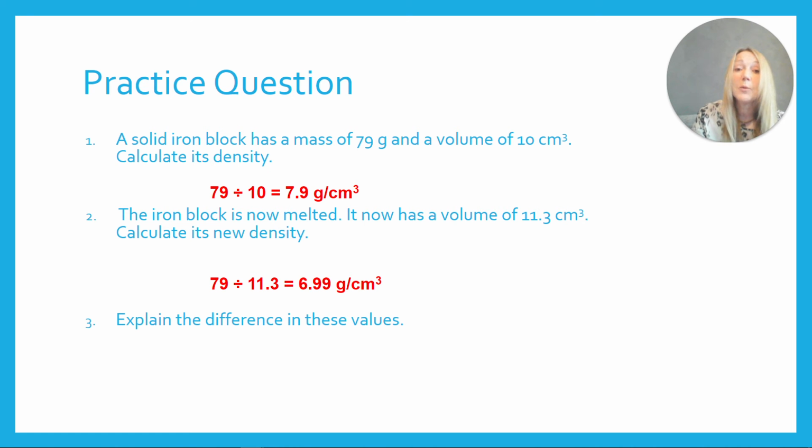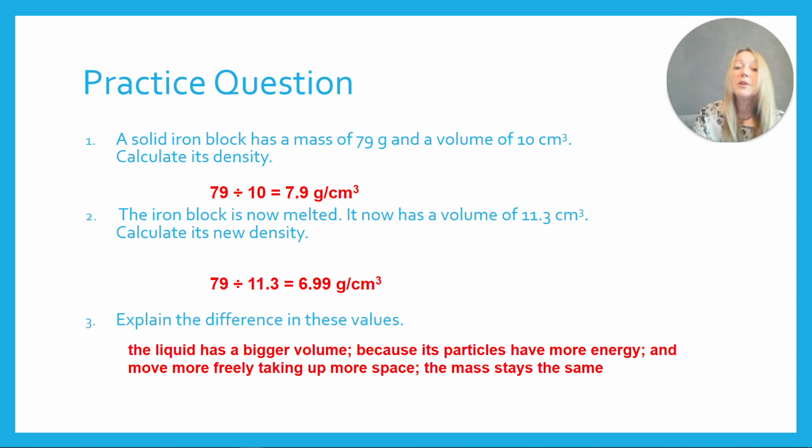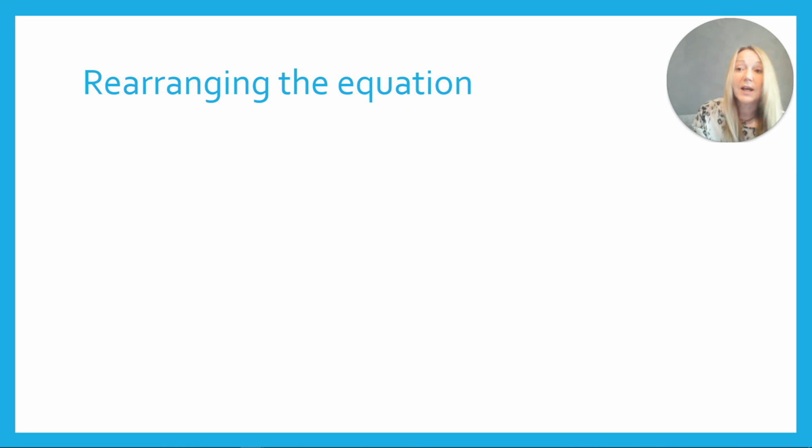So you can see quite clearly there that the solid iron is a lot denser than the melted, liquid iron. And that's the reason that these values are different. The liquid has a bigger volume, because the particles have more energy, so they're free to move around and take up more space. The mass doesn't change, but the volume has increased, which means that the density has decreased. So the next thing we're going to look at is how we rearrange this equation.